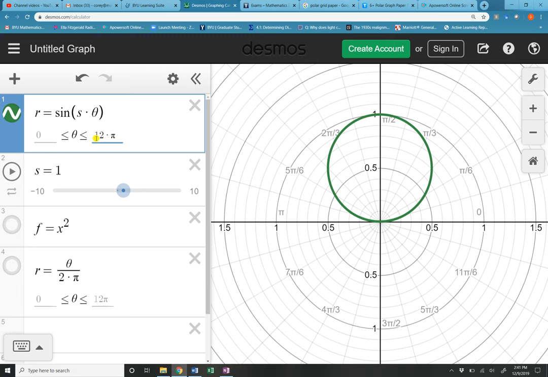So what I'm going to do is move the slider to s equals 2. It's going to be sine of 2 theta. And I want you to think about and talk to your neighbor about what you think the graph will look like. Okay? So take a minute, think about that. You can start plotting points if you want. You can think about the Cartesian graph if you want to help you out.